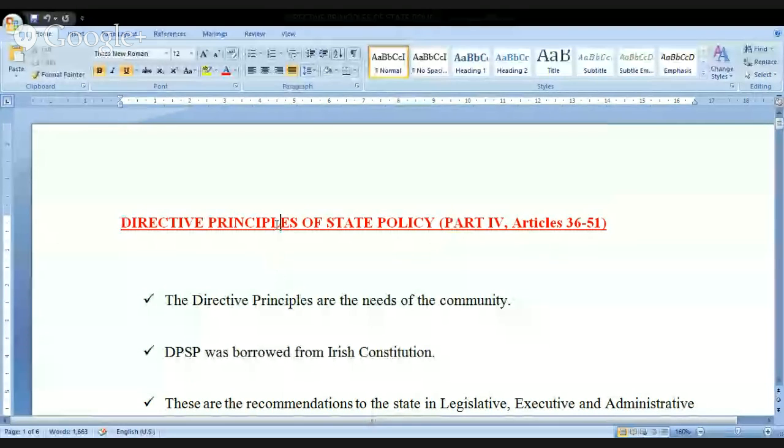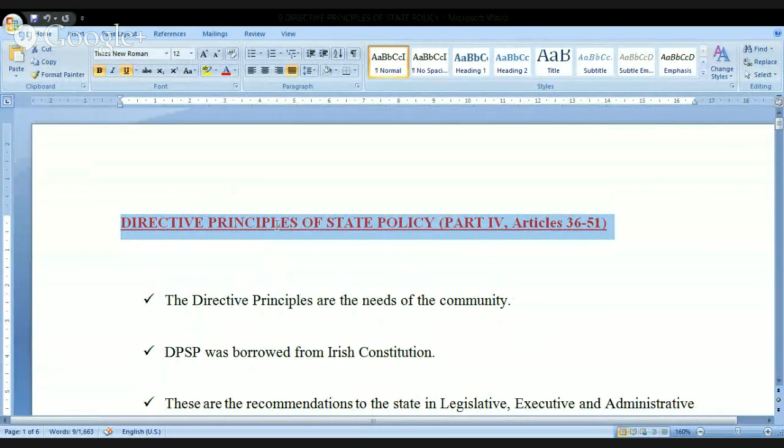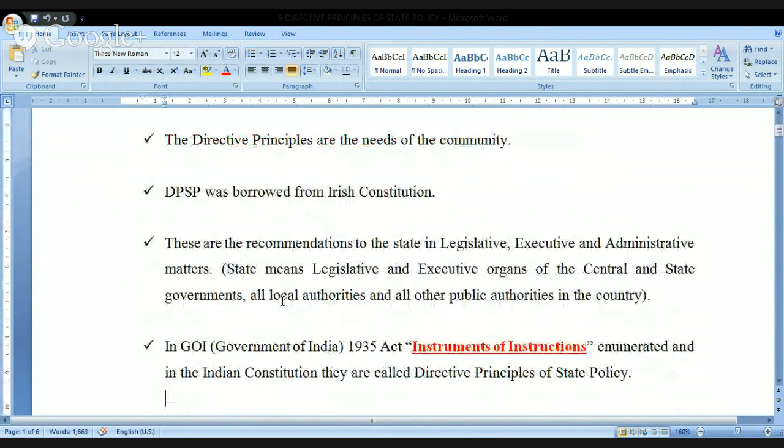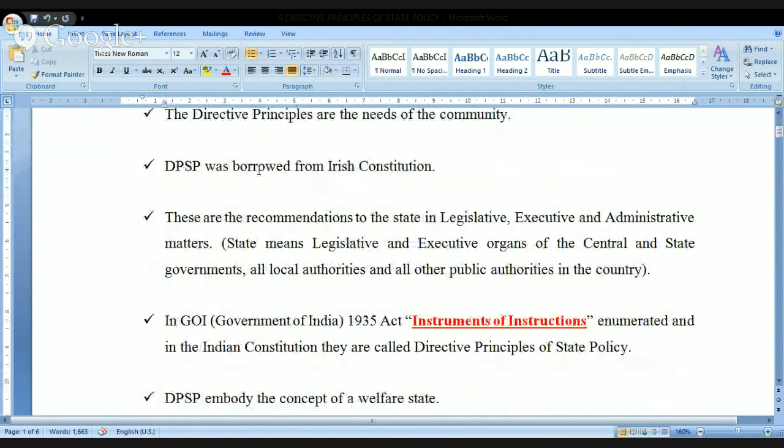Now, look at this. This DPSP is mentioned under Part 4 of the Indian Constitution, and articles are 36 to 51. Look at this. This DPSP are considered to be the needs of the community. By looking at the necessities that are required in the community, these directive principles have been framed. And when it comes to point number 2, this we already know. While talking about the sources of the Indian Constitution, we made it very clear that the DPSP was borrowed from the Ireland Constitution or Irish Constitution.